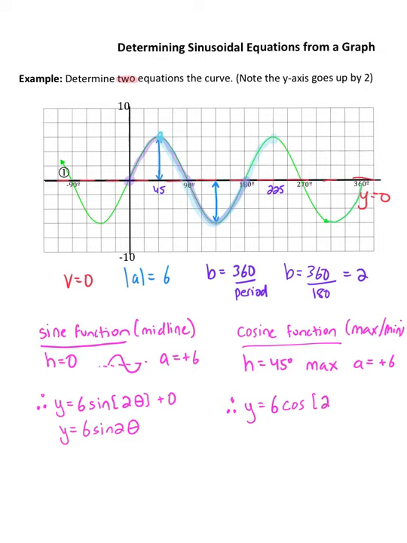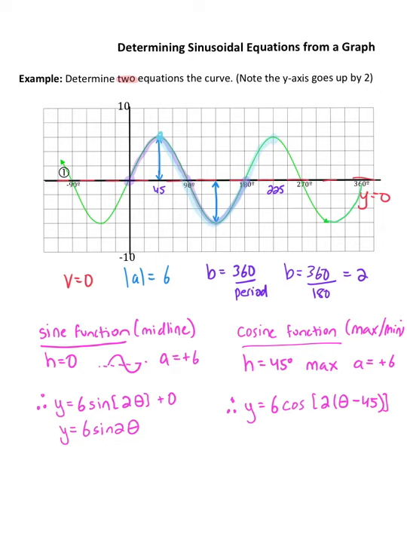So a cosine equation would be: the value of a is 6, cos, the b value is 2. Now we have an h value other than 0, so I'm going to put a double set of brackets, theta minus 45. Remember, brackets are opposites, so we subtract 45, then end brackets, and then plus 0, so we won't have to add anything. So those are two possibilities that model this curve.